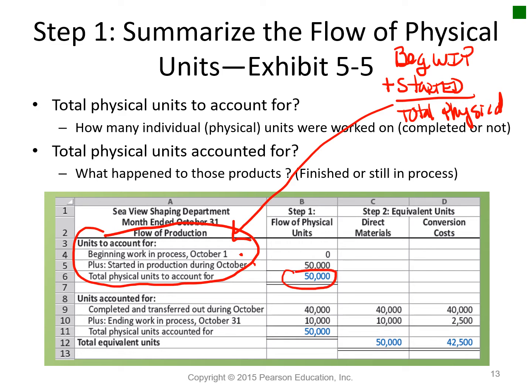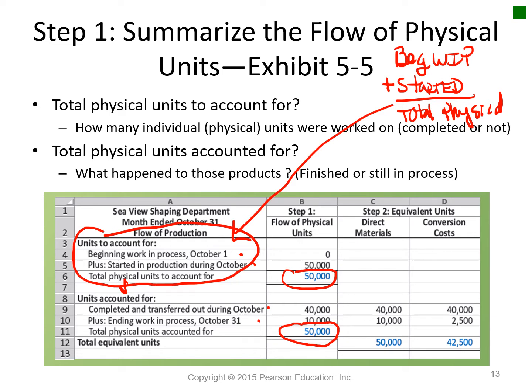Notice it says beginning work in process plus units started equals total physical units. Now, the other way to calculate total physical units is right down below. It's if you take units completed and transferred out plus your ending WIP. Notice that also equals your total physical units. So when you see this in step 1, they like to say that you're reconciling all of your units, because these two numbers, 50,000 and 50,000, should be the same. It's a nice way to double check your work.